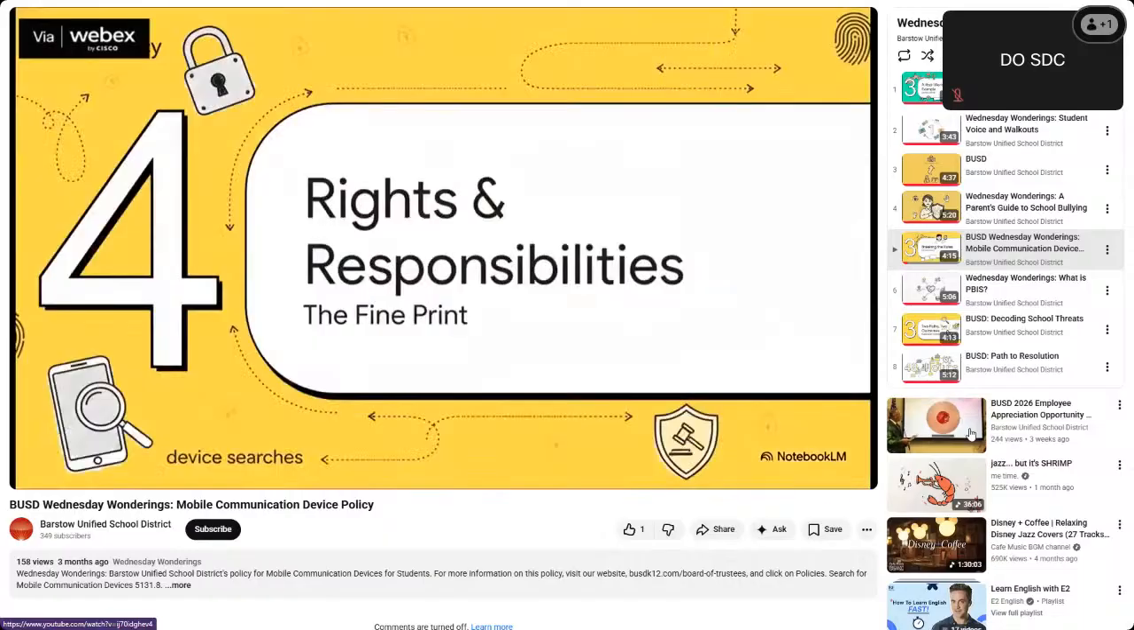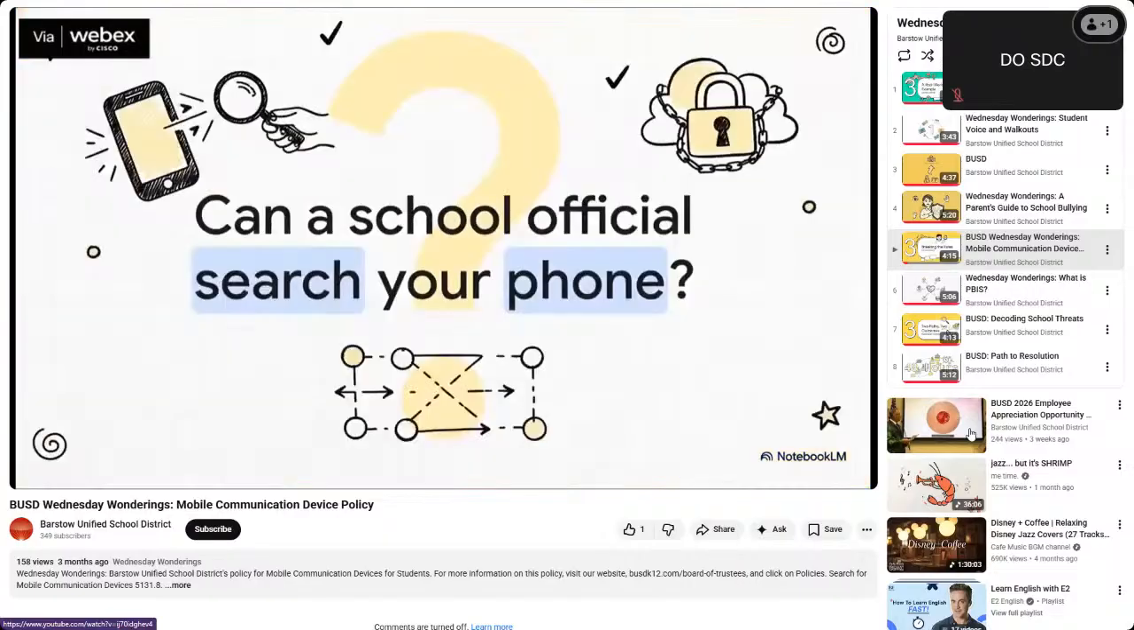All right, let's get into the nitty-gritty. This last part covers some incredibly important stuff about privacy, device searches, and who's responsible if something goes wrong. This is the fine print everyone really needs to understand. And this brings us to a huge question, probably one you're already thinking about. Can a principal or a teacher just decide to search your phone?